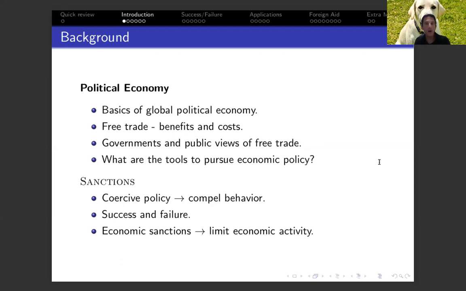And that's going to be our focus: what are the different factors that affect the success and failure of economic policy. We're focusing, of course, mostly on economic sanctions, which are a set of policy actions that apply economic pressure on a target by limiting its ability to engage in regular economic activity, and are intended to induce a change in behavior.